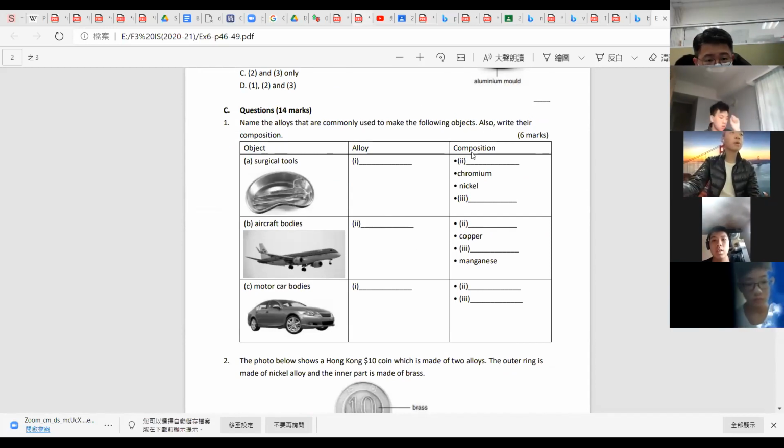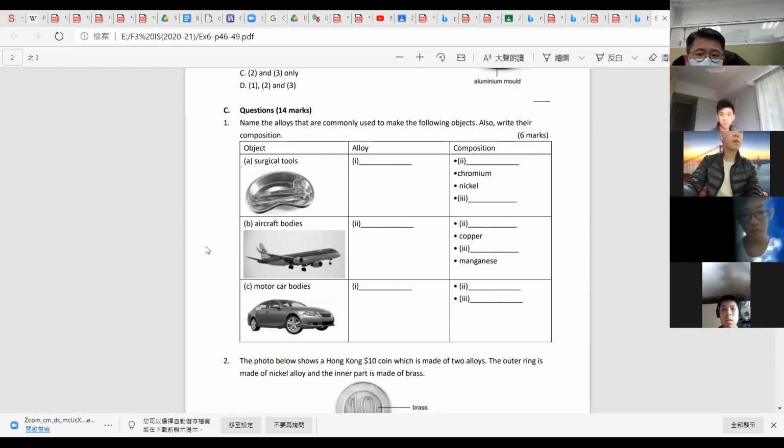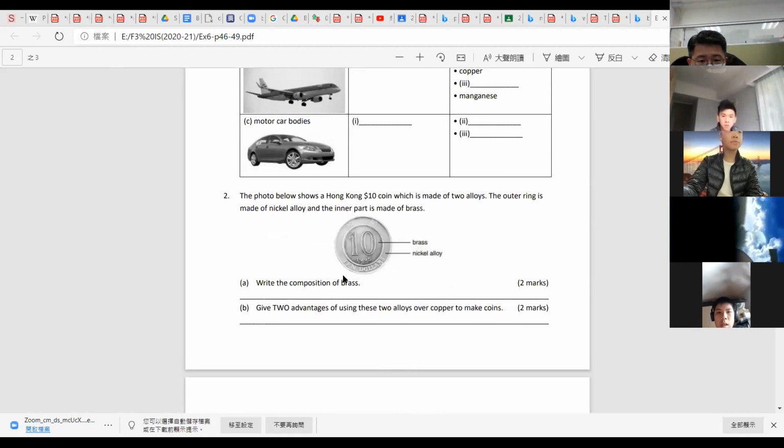Do you find my page? Name the alloys that are commonly used to make the following objects, and write the composition. Please spend about 5 minutes on that.